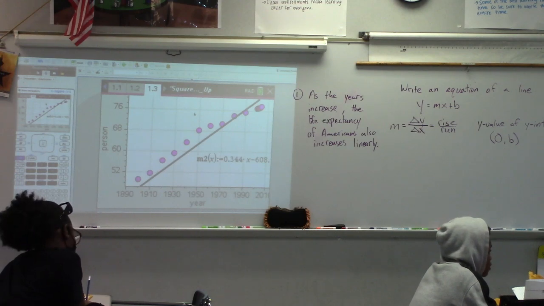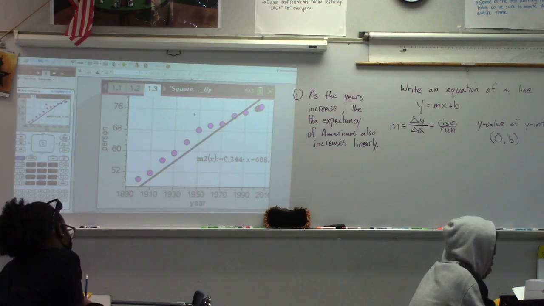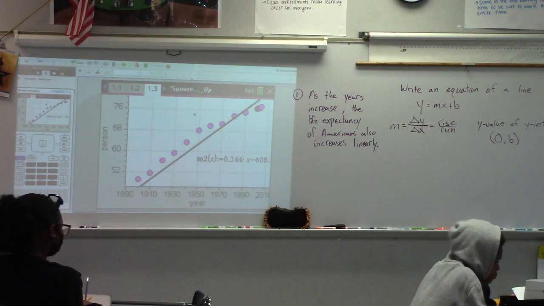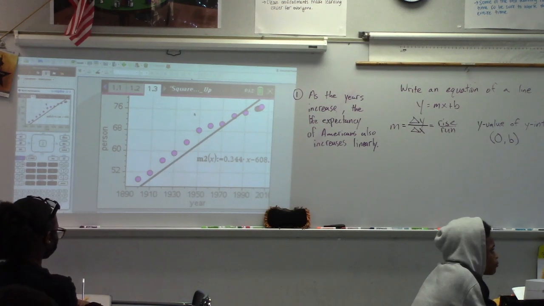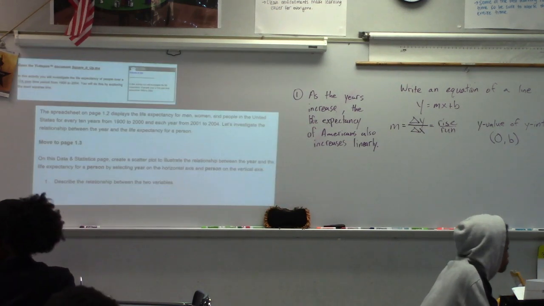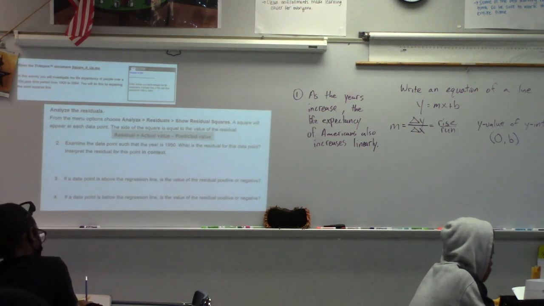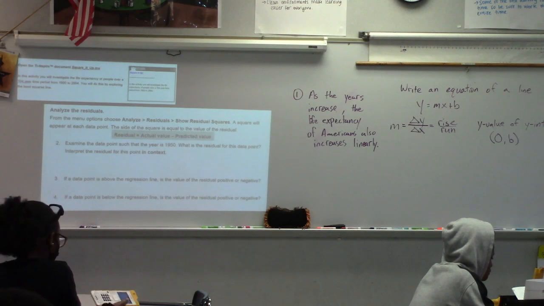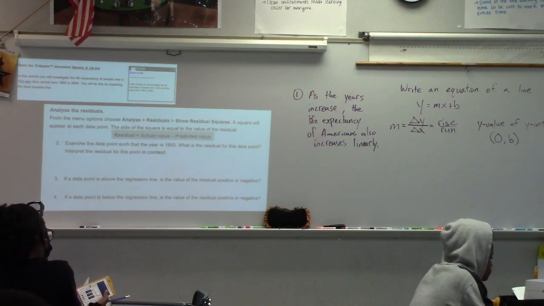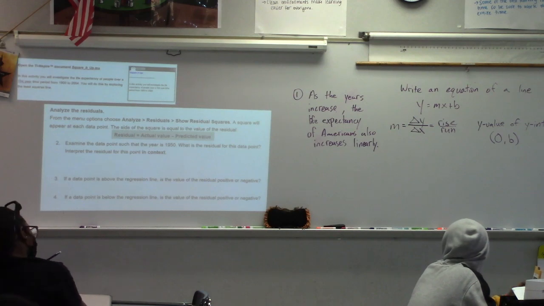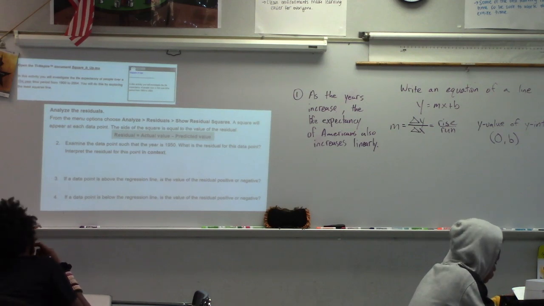Okay. So, if you're confused, make sure you read the gray box on the sheet. It tells you exactly how to add a movable line. Talk to someone next to you if you need to. Alright, next is where we go to the back side of the paper. After you get your movable line, you can go to this part where it says analyze the residuals. Now, follow the directions that it tells you. And we'll talk through some of this stuff in a second.